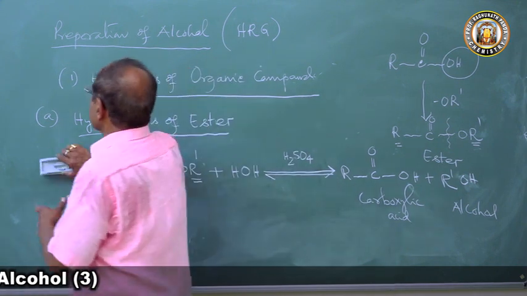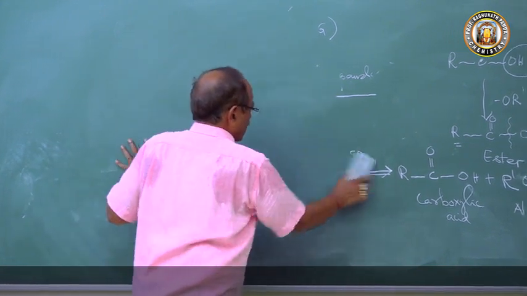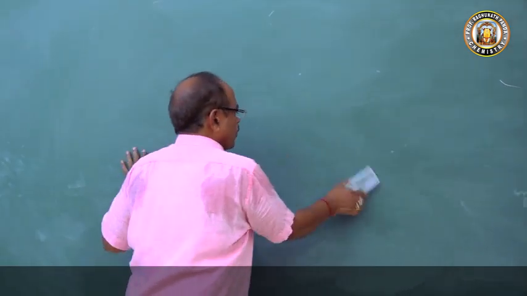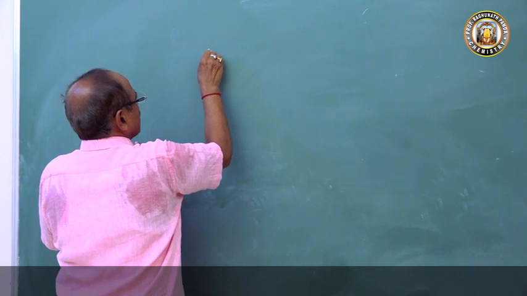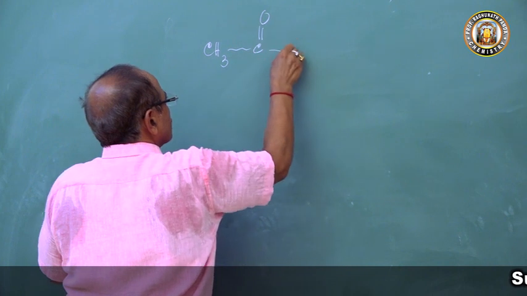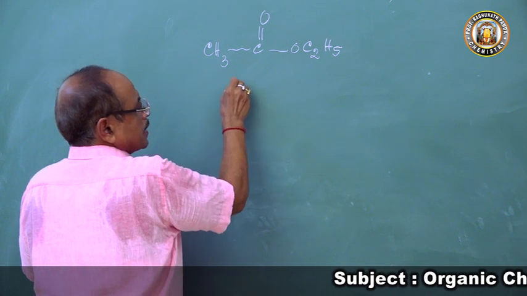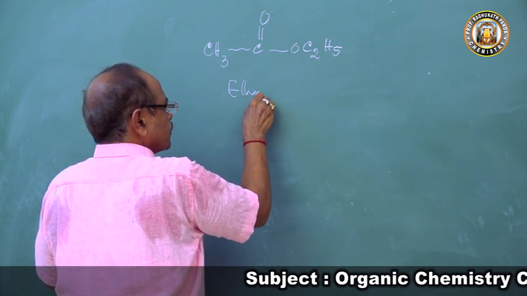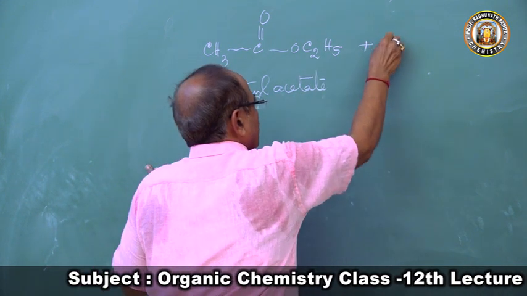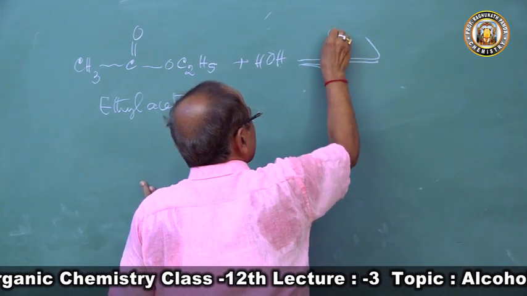So I will be using this. Suppose I want to prepare ethyl alcohol. Then what ester will I take? I will take an ester of ethyl alcohol: CH3COOC2H5, and this is ethyl acetate. I will take ethyl acetate and hydrolyze it by treating it with sulfuric acid.